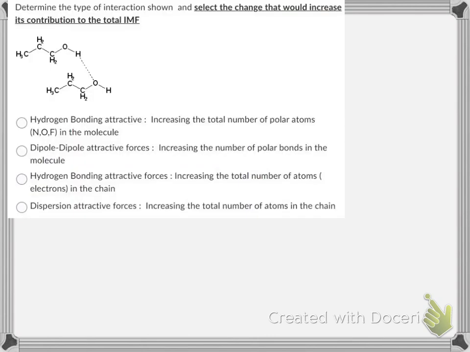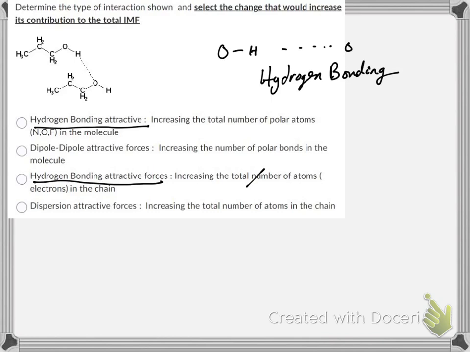The final interaction is going to be hydrogen bonding. So this is an OH interacting with an O. This is hydrogen bonding. This does not scale with the total number of atoms. That's dispersion. So that gives us answer A. Increasing the total number of polar atoms, nitrogen, oxygen, or fluorine, gives more sites for hydrogen bonding and will increase the attractions. It is not dispersion or dipole-dipole.